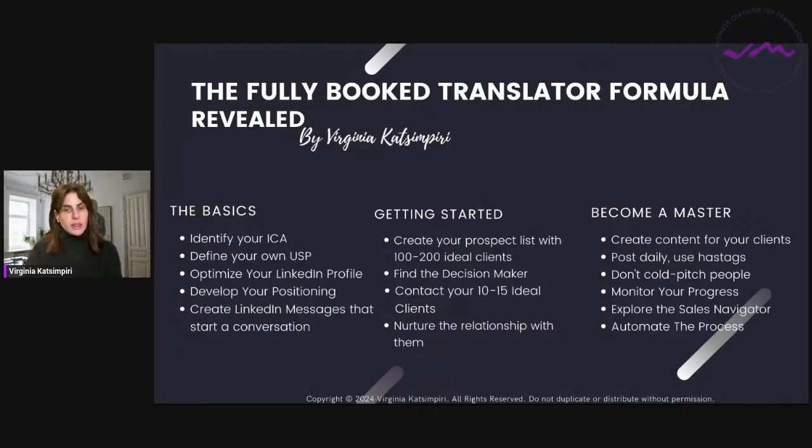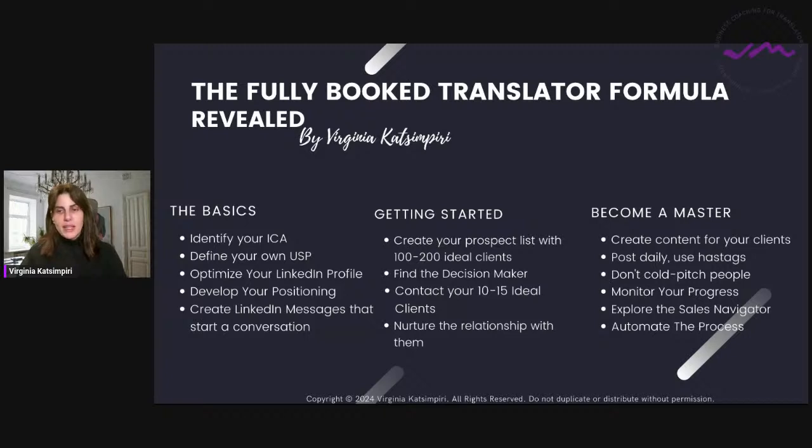The next steps are to learn how to create your prospect list, with thousands of clients, not just 100 or 200. In the program, if someone starts working with me, I will show you how you'll be able to find thousands of your clients in just 10 minutes per day. You will find the decision maker. The next step, you need to contact 10 to 15 ideal clients manually. If you're going to use the method that I've been using, automation tools in my mentorship program, you will be able to contact hundreds of colleagues in a matter of days. And you learn also how to nurture the relationship with them.